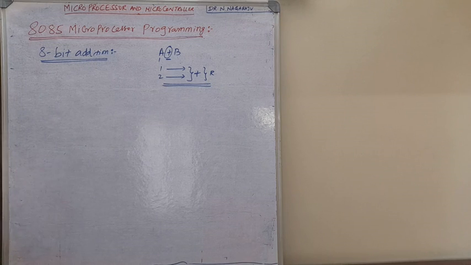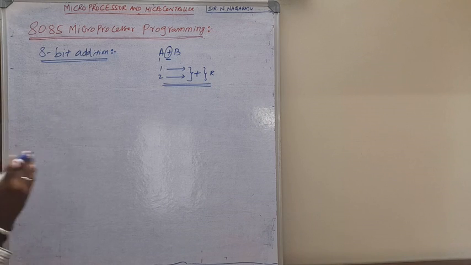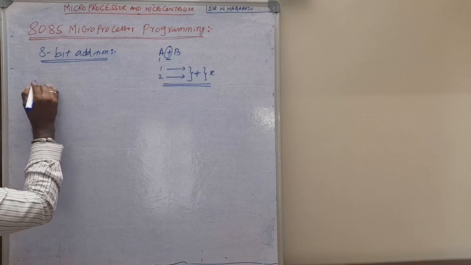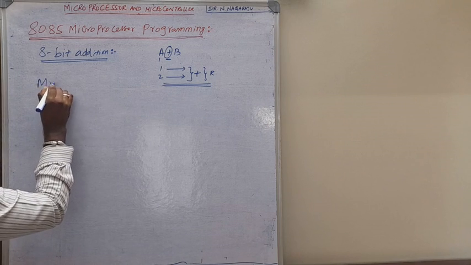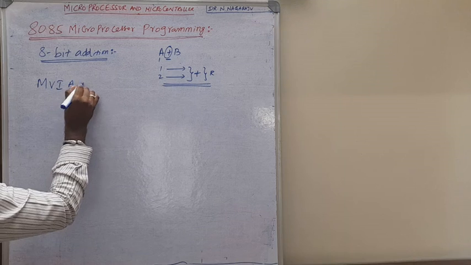Here I am going to do this program in two ways. One is simple programming and the other is user defined programming. Now I am going to write the first, simple program, and I am going to explain the difference. Here I am going to use MVI A, 05.